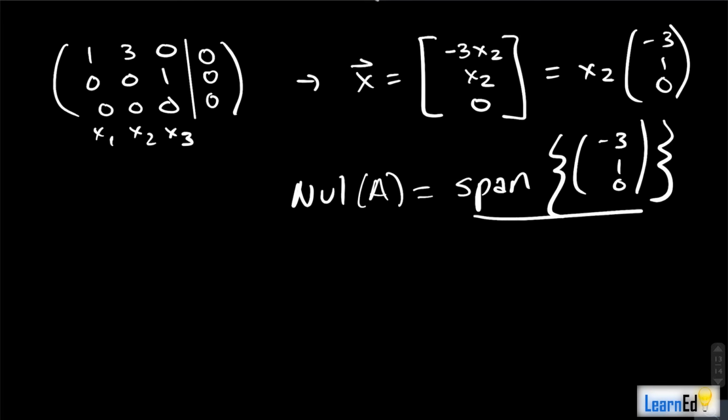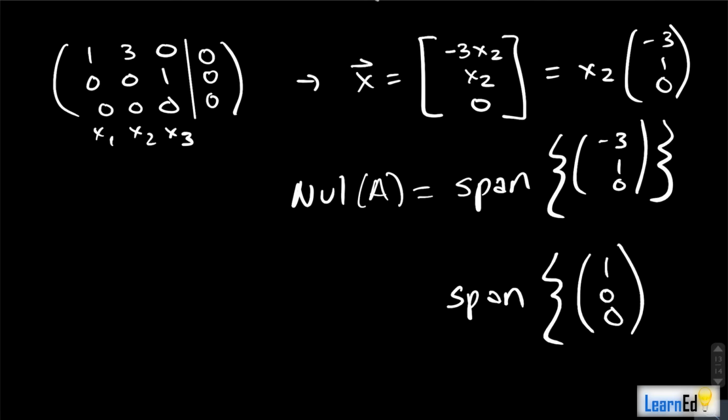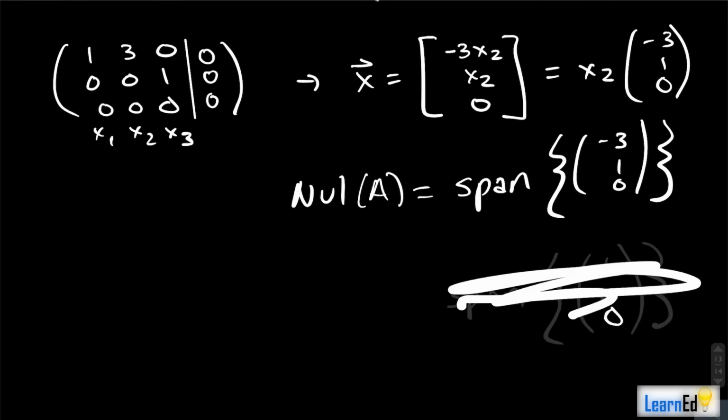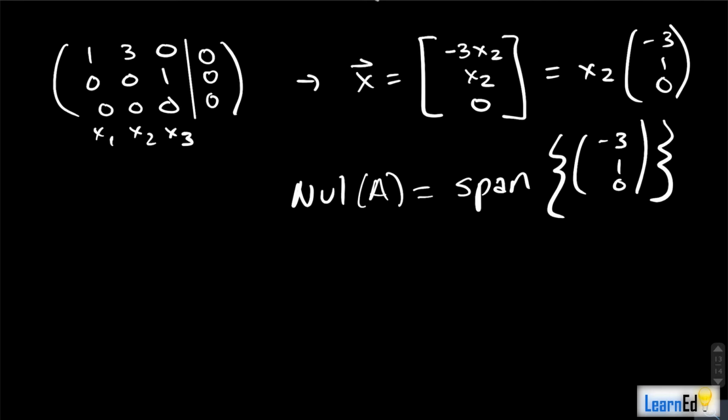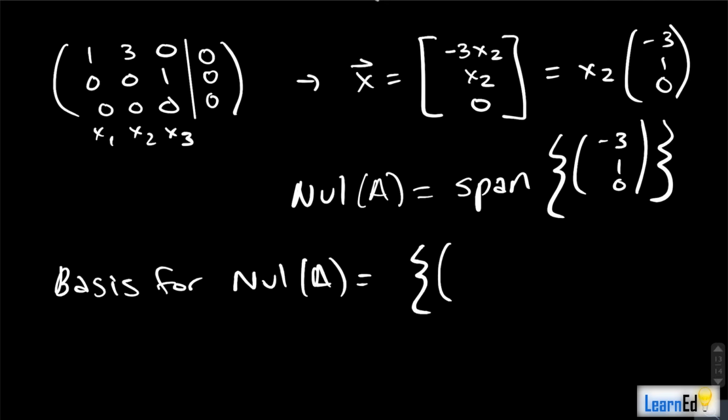So that's the span of this thing, it's just a line, right? Like I talked about earlier in the video, the span of (1, 0, 0), (2, 0, 0), and (3, 0, 0) is the same thing as the span of (1, 0, 0), which would be a line. So anyways, we can say that the basis for null A equals (-3, 1, 0). That can also serve as a basis.